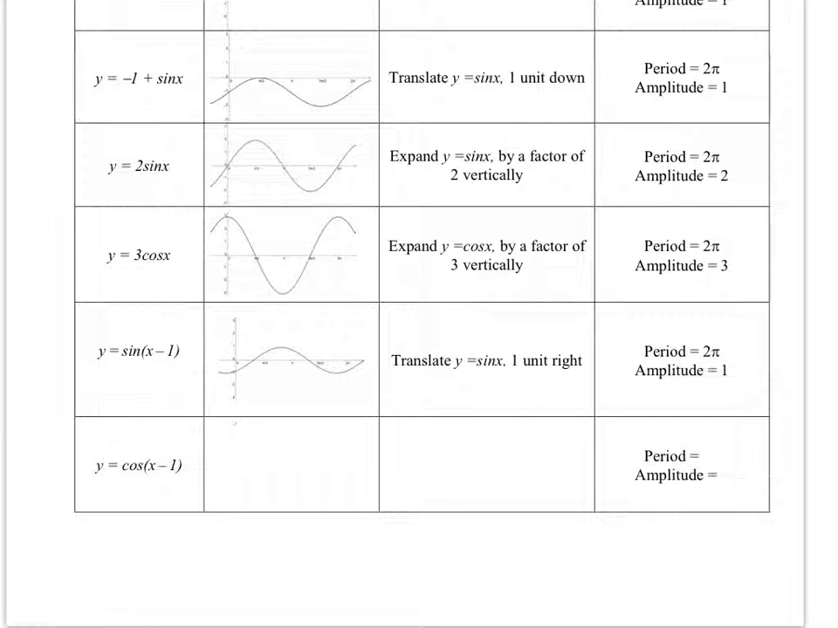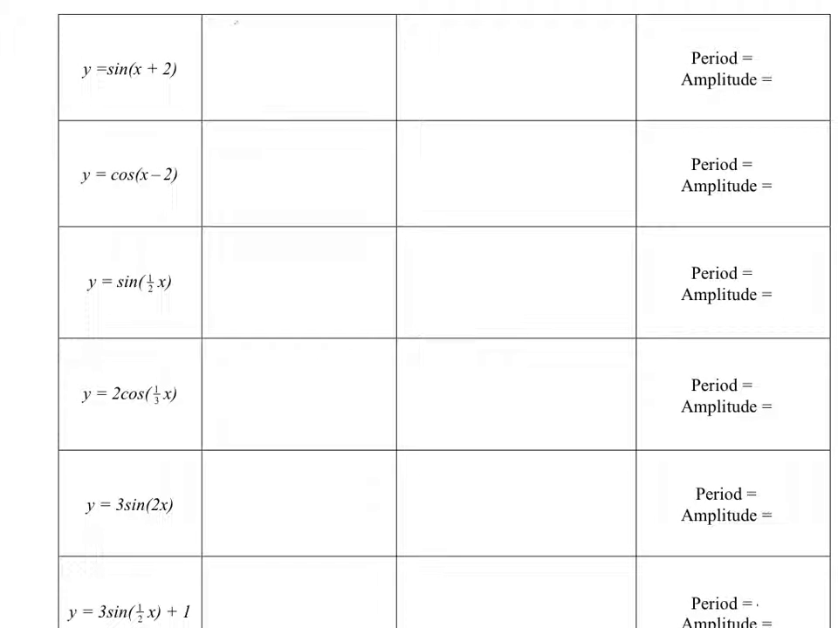And it's a very similar thing for the next one. This time it's just the cosine moved 1 unit to the right. Same period, same amplitude. On the last page I should say, we've got sine of x plus 2. Now if you replace x with x plus 2, that should have the effect of moving things 2 units to the left. And in fact, that is what's happened here.